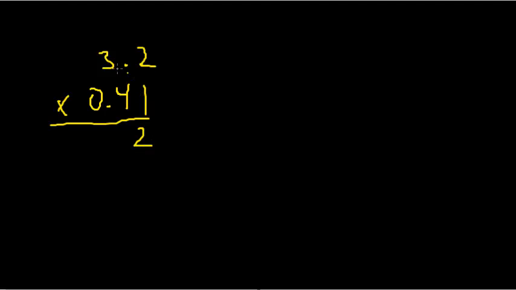When we multiply, it does not matter if we keep the decimals lined up. Say we had 3.2, I'm going to multiply that by 0.41. I just multiply this like I normally would. Start with my 1. 1 times 2 is 2. 1 times 3 is 3. I go on to my next place value. 4 times 2 is 8.